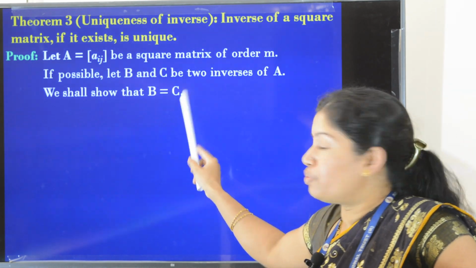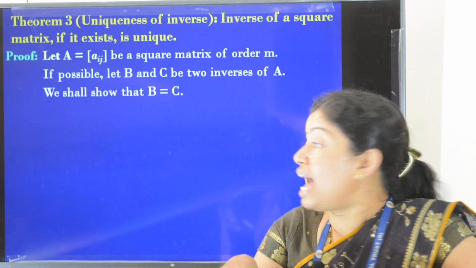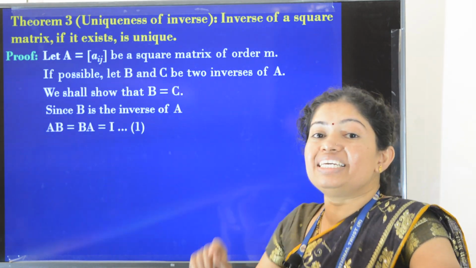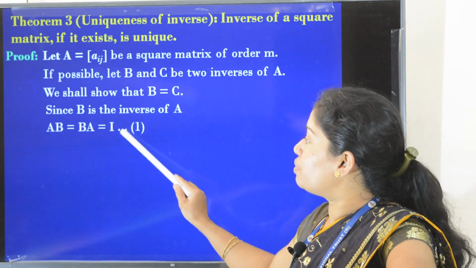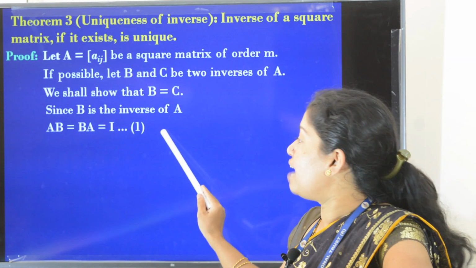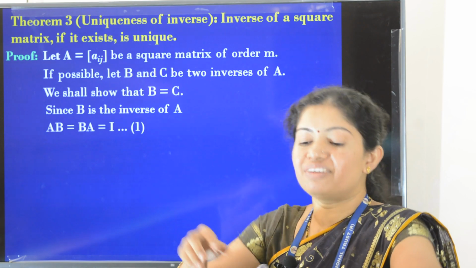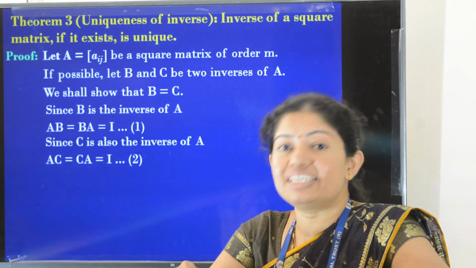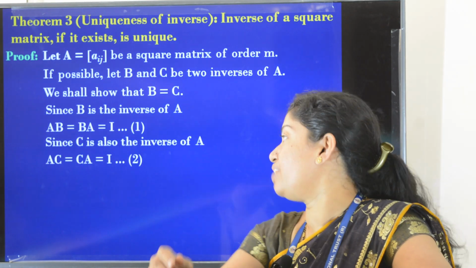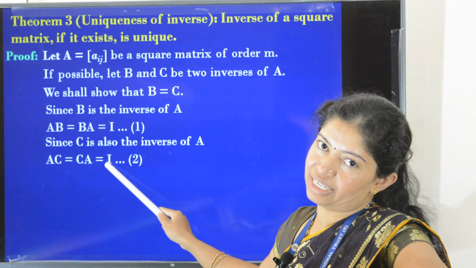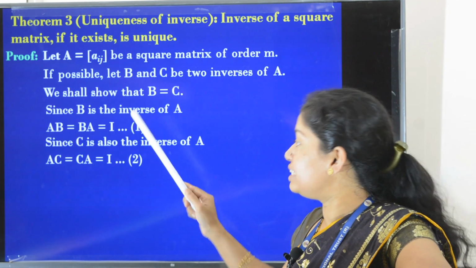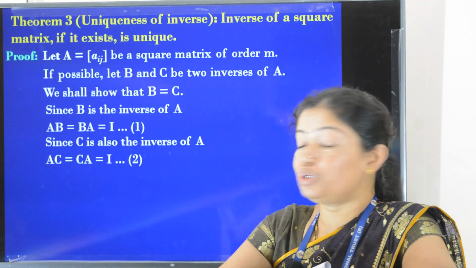B should be equal to C. As we have taken B as the inverse of A, AB is equal to BA is equal to the identity matrix. I have taken that as equation number 1. Then we have taken C also as the inverse of A, so we can write AC is equal to CA is equal to identity. I have taken that as equation number 2.